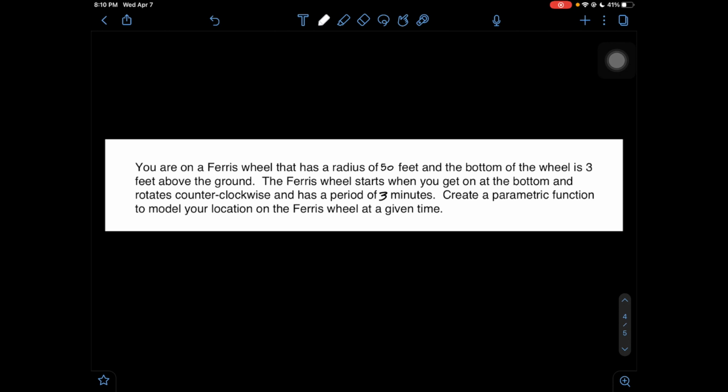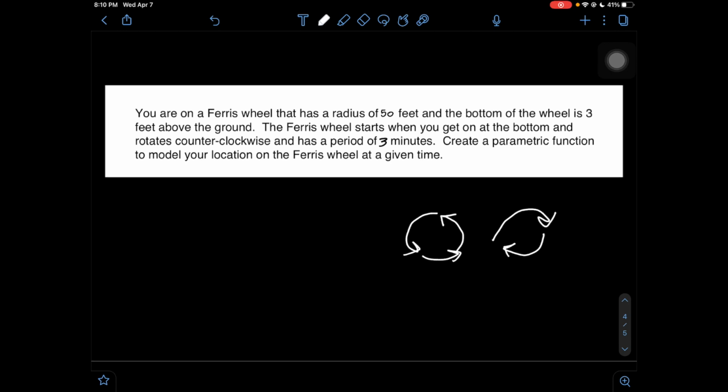It goes counterclockwise. Well, we know a clock goes this way, then goes like this. This means that the Ferris wheel goes this way every time it moves, going opposite of a clock. To start this problem, I personally would draw a diagram just to get a good understanding of where we are on the Ferris wheel.